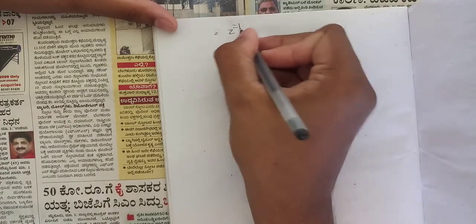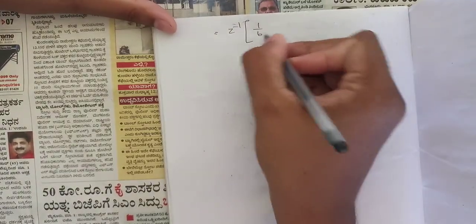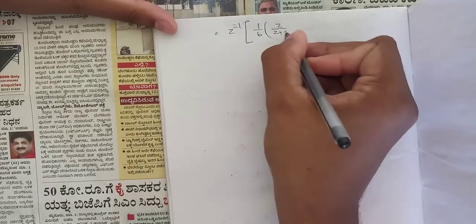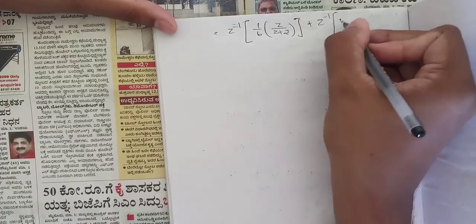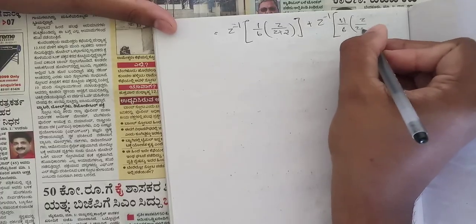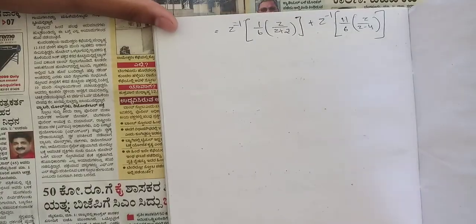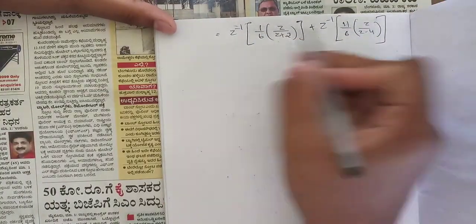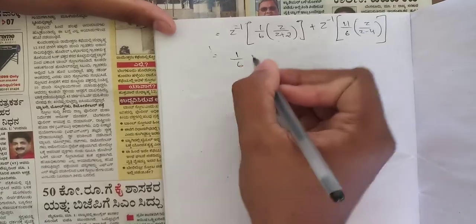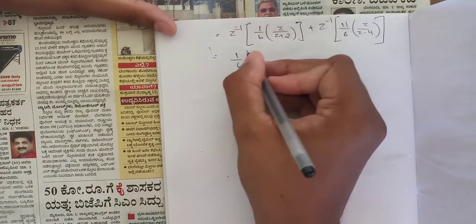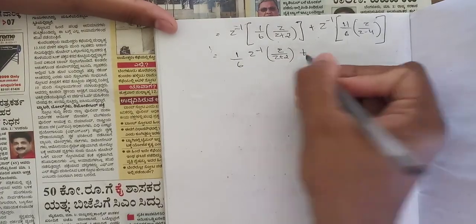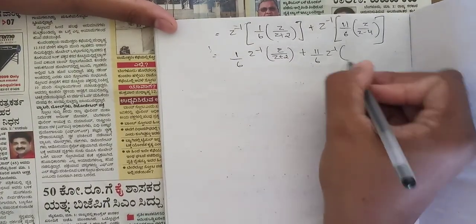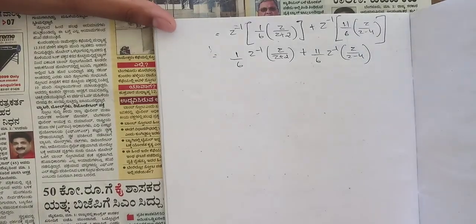So what we get: z inverse of 1 by 6 into z by z plus 2, plus z inverse of 11 by 6 into z by z minus 4. Now as per the linear property, let's take the constant terms outside: 1 by 6 into z inverse of z by z plus 2, plus 11 by 6 into z inverse of z by z minus 4. Okay, so now let's take the z inverse.